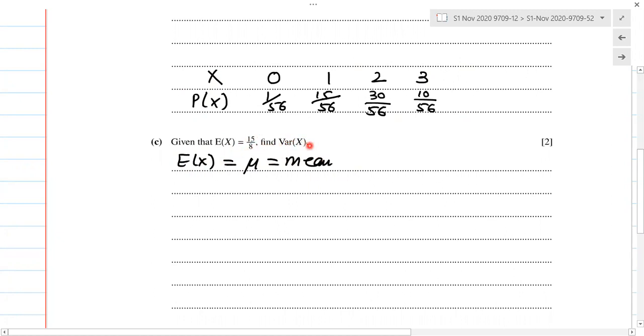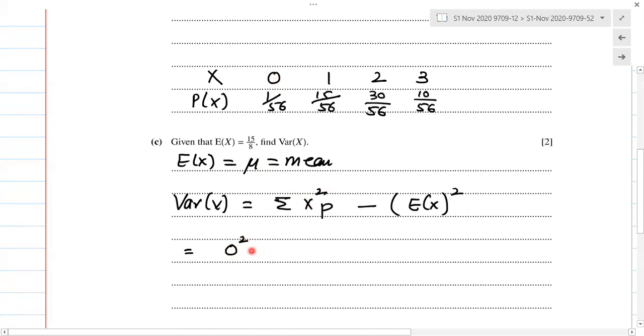Find Var(X). Var(X) is the variance of X. Now for the variance of X, we have the formula: Var(X) is equal to sigma x squared times the probability, minus the mean of X, which is the expectation of X, whole thing squared. That's what we're going to do right over here. So sigma x squared p, so we're going to square the x's.